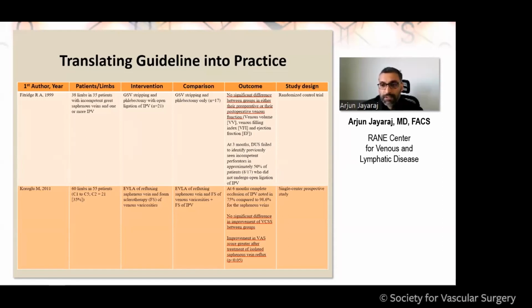Another study, a single center prospective study, evaluated endovenous laser ablation of refluxing saphenous vein and foam sclerotherapy of venous varicosities with a second group that underwent endovenous laser ablation of the refluxing saphenous vein and foam sclerotherapy of venous varicosities with additional foam sclerotherapy of the incompetent perforator vein. And they found no significant difference in improvement of the venous clinical severity score between the two groups on follow-up at 6 months. And they also found that the improvement in the VAS vein score was greater after treatment of isolated saphenous vein reflux that was statistically significant.